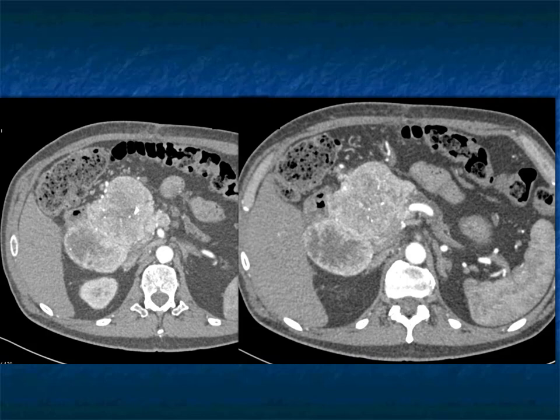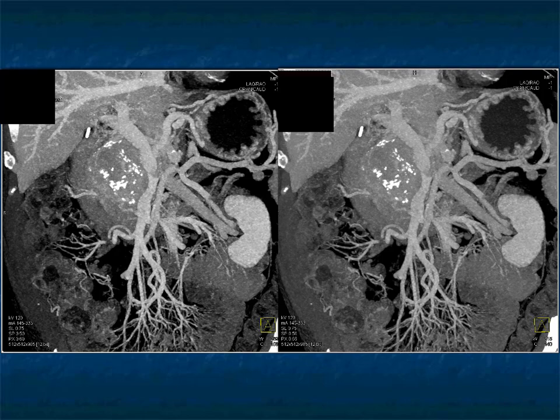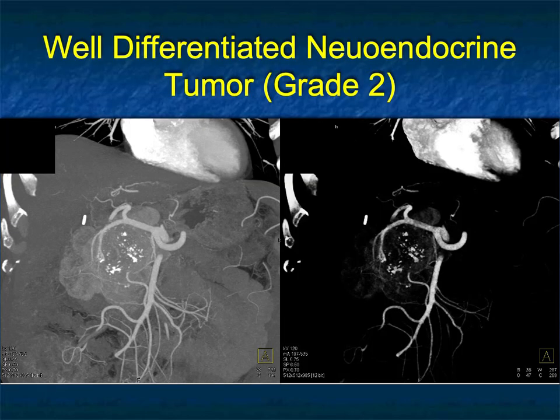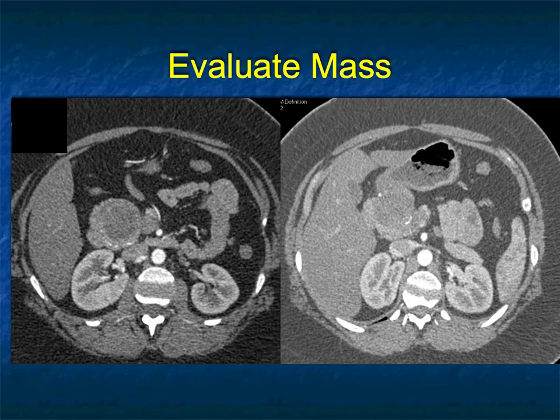There's some cystic component, but not much. There's the calcifications on the MIP imaging, and this was a neuroendocrine tumor. So I do want to say that things are never as simple as you think they are. Neuroendocrine tumors and solid serous adenomas can look very similar.